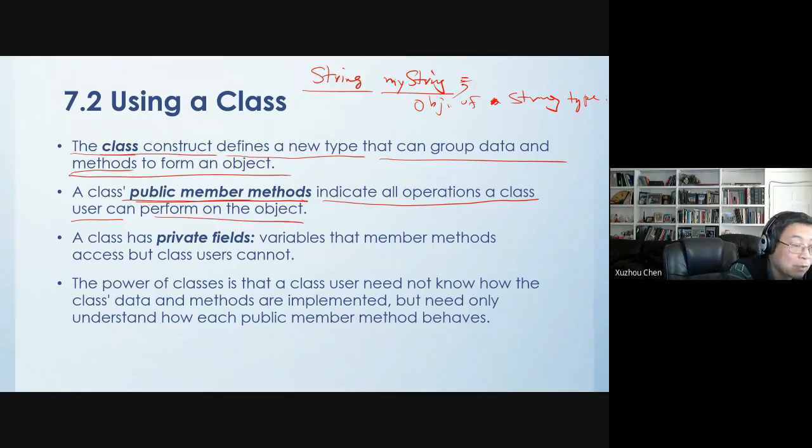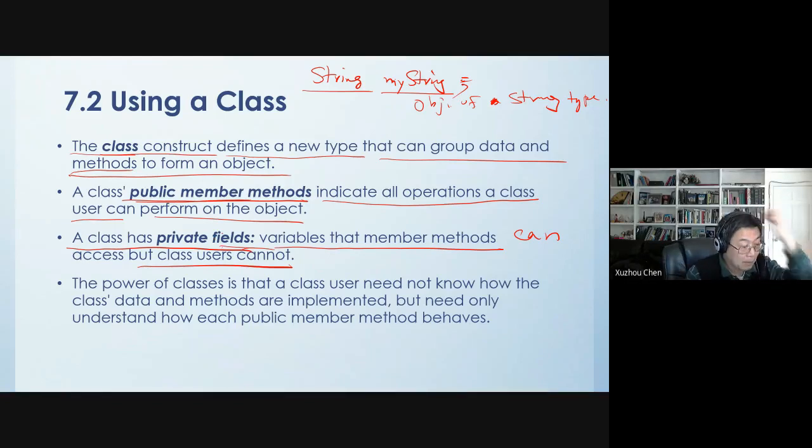the object. So like the car, we define methods called run, stop, accelerate. So these are all different methods that are used to manipulate a vehicle. And a class has private fields. The private fields are the variables that the member methods can access, but the class user cannot. Now we can talk about this a little bit later.